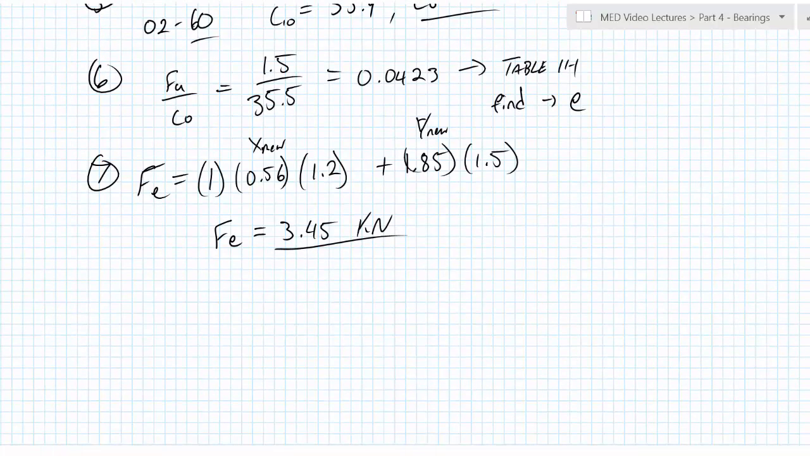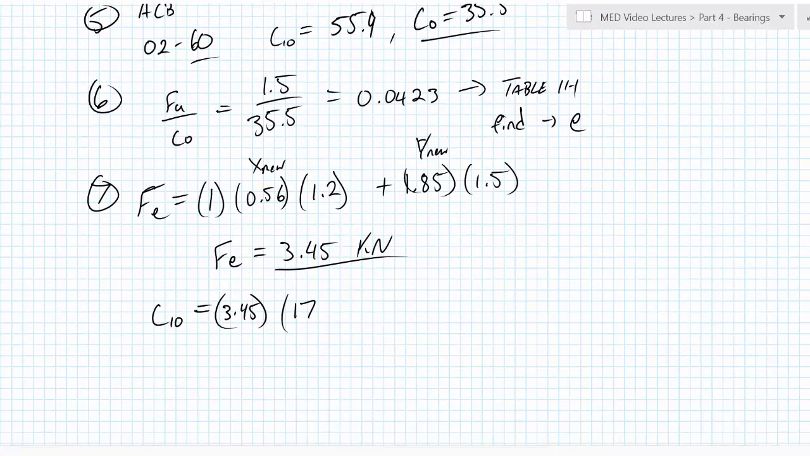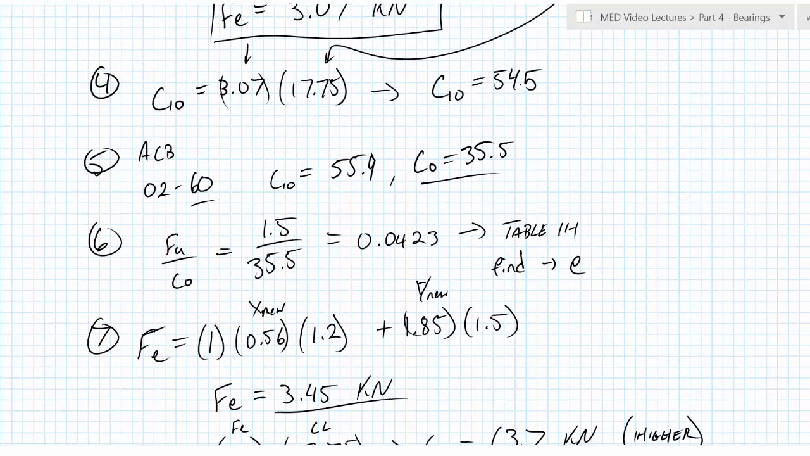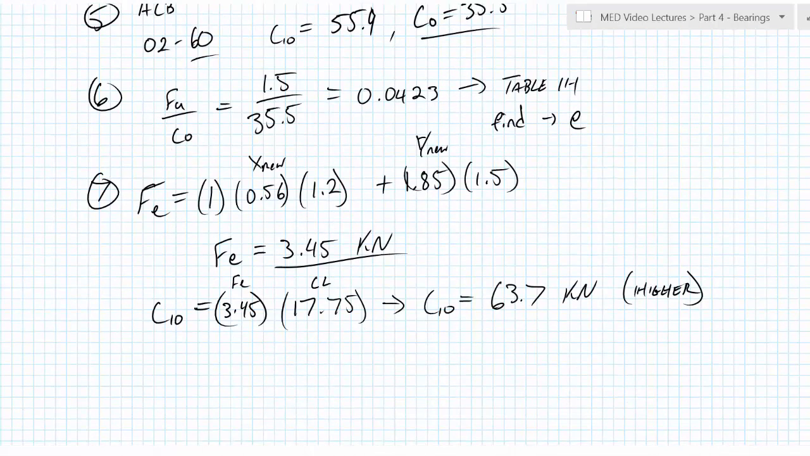Running through that process again, we are beginning our iterations. We can calculate a new C10 equal to 3.45 times those constants that we had before, 17.75. So this is our new Fe. This is those constant life parameters that don't really change. This gets us a new minimum C10 of 63.7 kilonewtons. Notice that this was higher than our guess from before. So our guess from before was 54. Now we need 63.